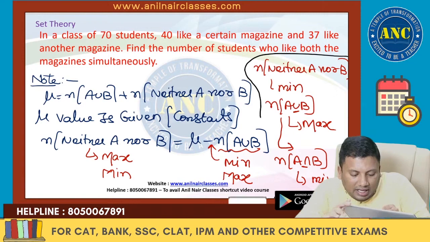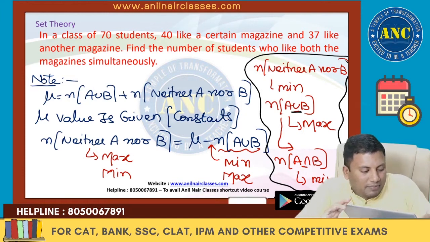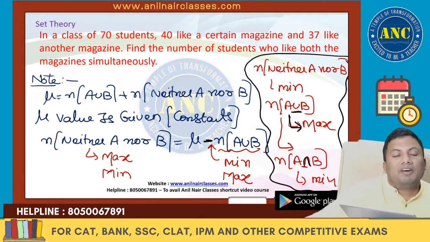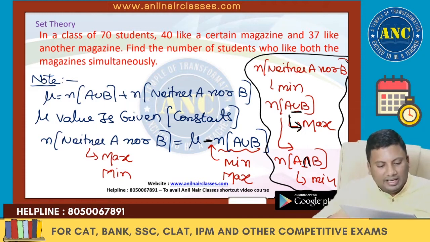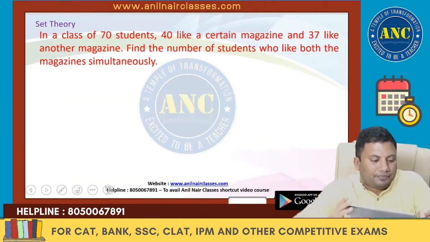If neither A nor B, if I have to find out minimum value, union value should be maximum because it is with minus sign. If union is maximum, intersection will be minimum. Why? Because n of A union B is n of A plus n of B minus n of A intersection B. I hope the idea is clear. Another important key point, please write down.